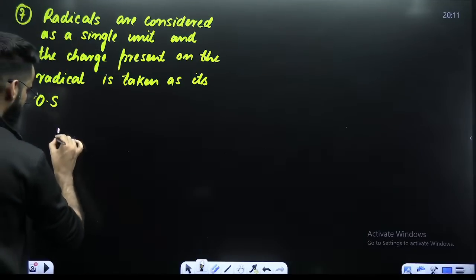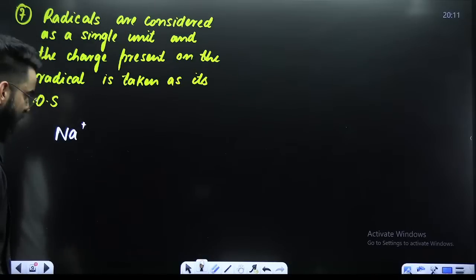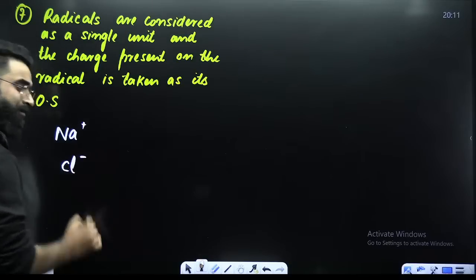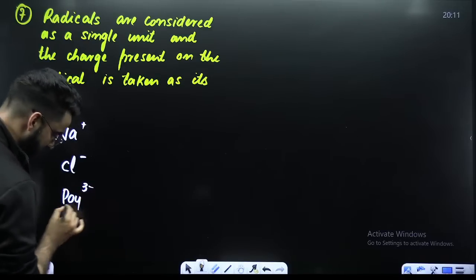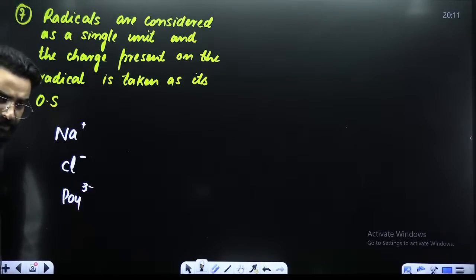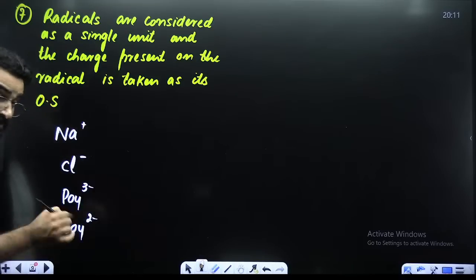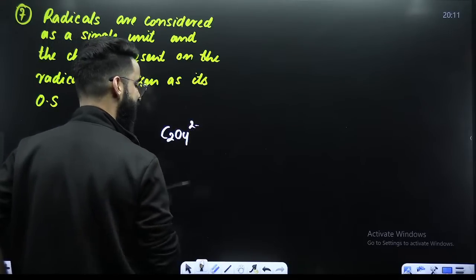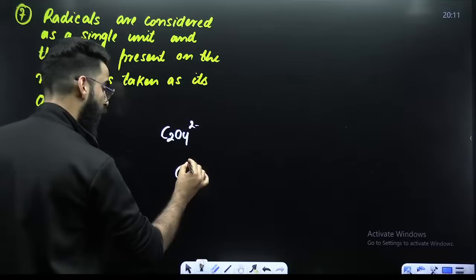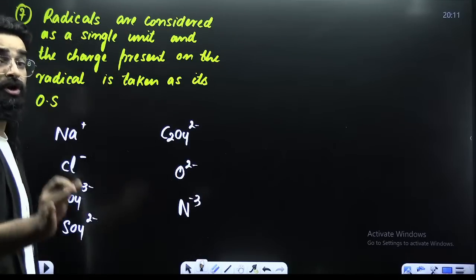For example, you have Na positive. This is the atom carrying charge. It's a radical. You have Cl negative. Atom carrying charge. It's a radical. You have PO4 tri-negative. Group of atoms carrying charge. It's a radical. You have SO4 di-negative. Group of atoms carrying the charge. It's a radical. You have C2O4 di-negative. Group of atoms carrying the charge. It's a radical. You have O di-negative. It's a radical. N tri-negative. It's a radical.